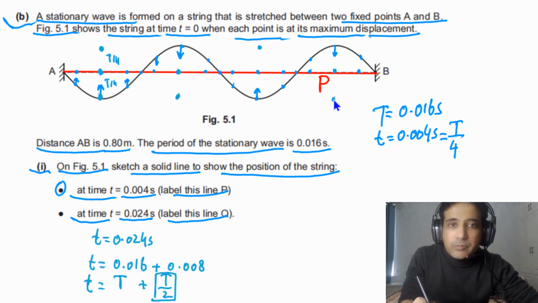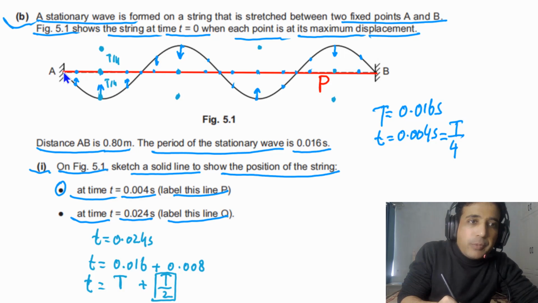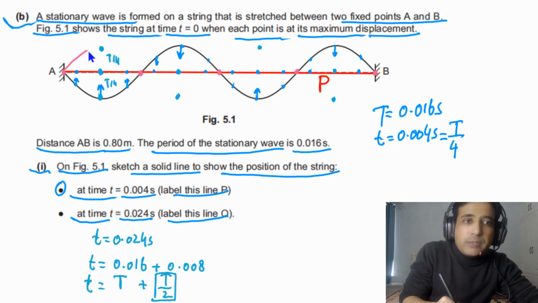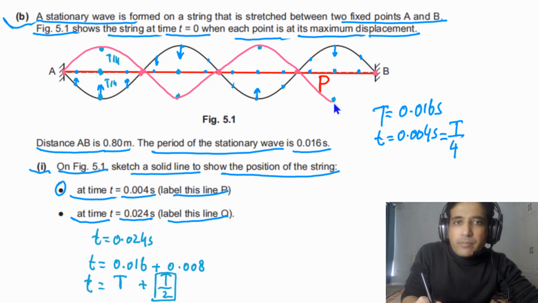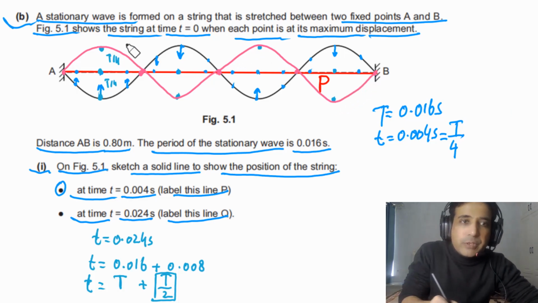Now we simply need to connect these points, and to connect these points we will use pink color. So the particle here will just stay here. This particle is at the node, it will not move, this particle will not move, this particle will not move because its displacement is 0. So we simply need to connect these. So we can simply connect like this. So this is what you need to draw, and this wave is Q. So this is how you need to label. I hope this one is clear to you.